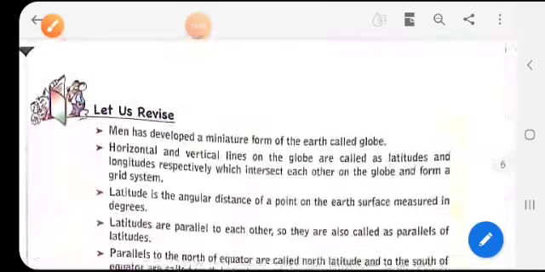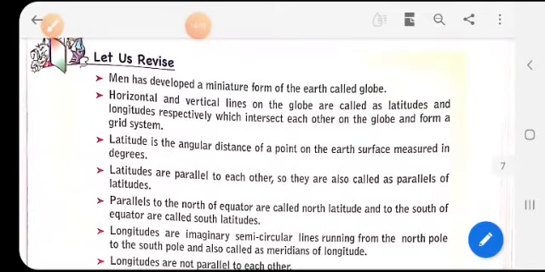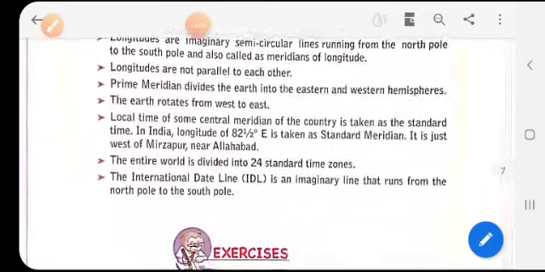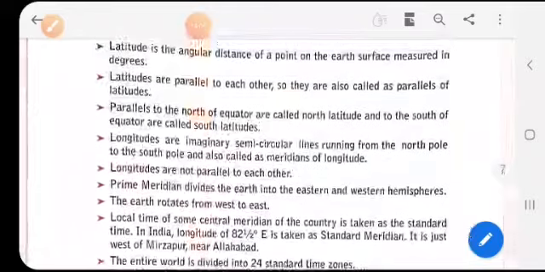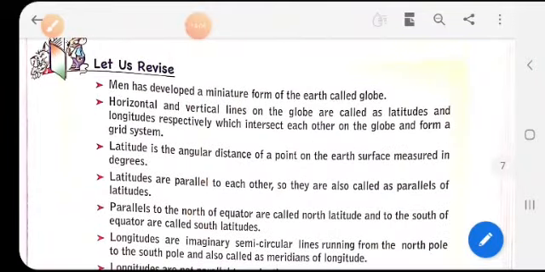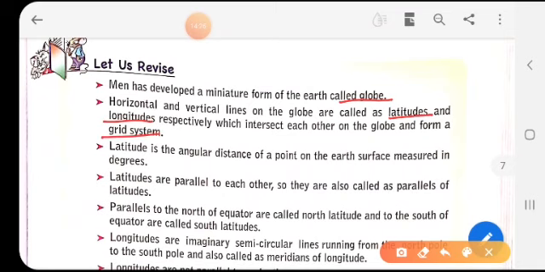Now let's see what we have to do in the exercises. There are some important things that you must know from here. So let's revise in very short. Man has developed a miniature of the earth that is called the globe. Horizontal and vertical lines on the globe are called its latitudes and longitudes respectively, which intersect each other on the globe and form a grid system.